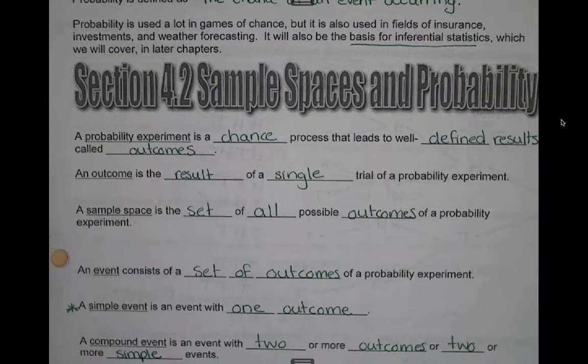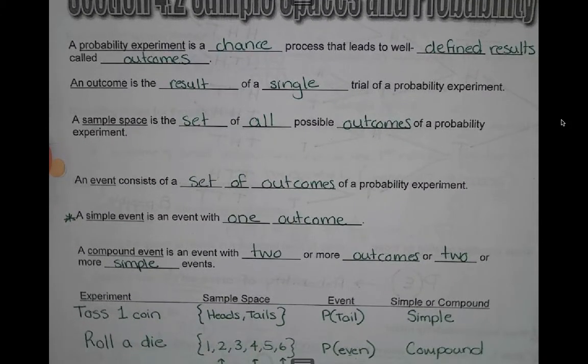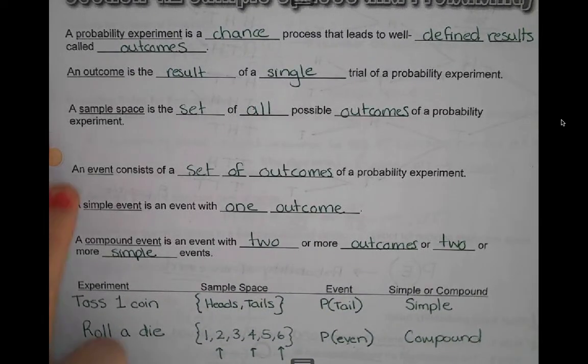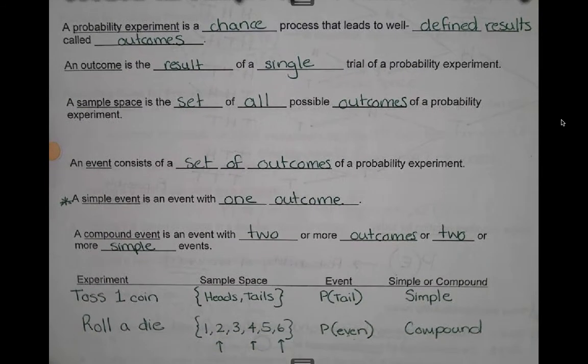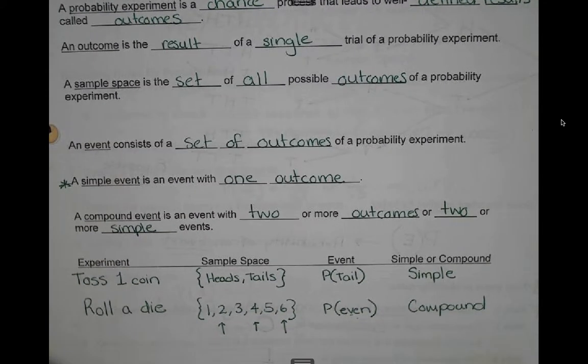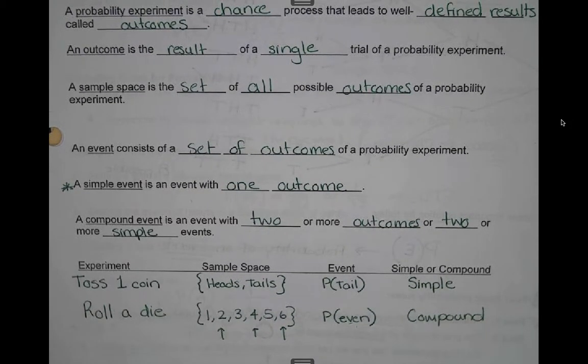All right, so fill in the blanks for these terms: a probability experiment, an outcome, a sample space, an event, and then an event being a simple event or a compound event. So fill those in. If you need to, pause the video to get them down, and also fill in these 2 examples in the table at the bottom. I'm going to start to talk about the bottom so that the video can be as short as possible going through these notes.